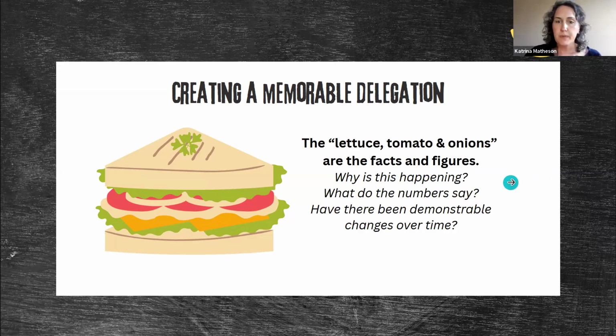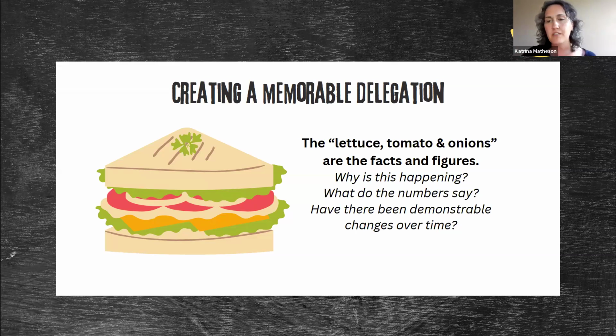The next bit is, let's call it the lettuce, tomato, and onions, the garnish, right? I like to think of those as my facts and figures. You don't want a delegation that's all facts and figures. Facts and figures are super useful and super helpful, but they're good when they're really targeted, when there's one or two. You don't want a sandwich that's overloaded with onions, right? You don't want way too many tomatoes, right? You want a little bit here, a little bit there, so you can taste it, and it's something that you remember, but it's not overpowering.